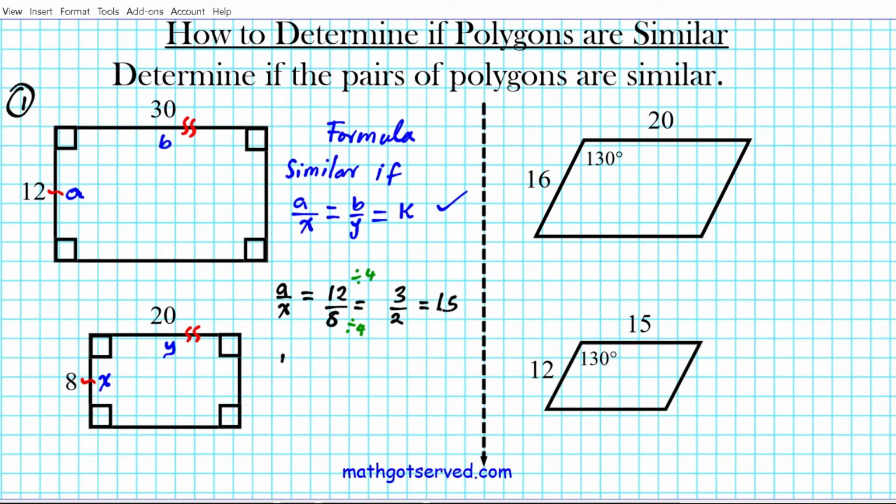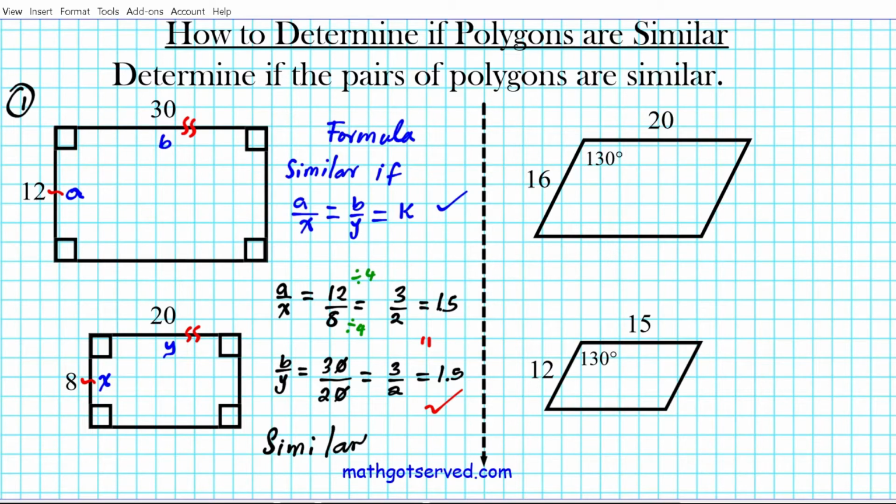And then let's look at the ratio of the tops for both rectangles. So we're looking at B over Y, the tops. That's going to be 30 over 20. Now if we divide this and we get the same answer as the ratio of the left sides, then they're similar. The zeros divide out, so you have 3 over 2, which is equal to 1.5. These two are equal to one another, so check. So these two polygons are similar.